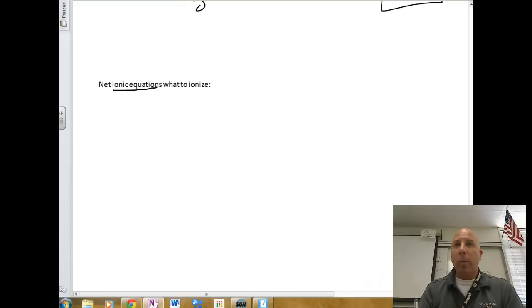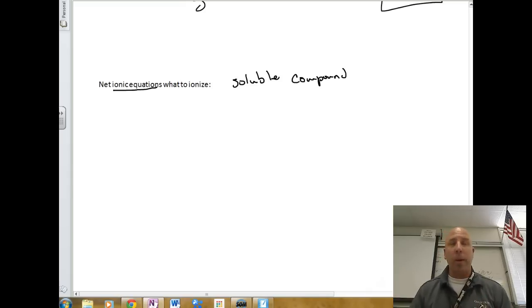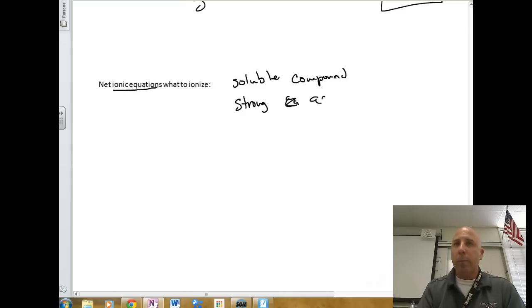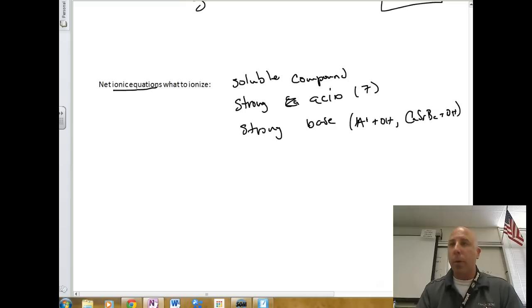So what do we ionize? Well, I always ionize, as we talked about before, soluble compounds, and we apply our solubility rules to those. So alkali metals, nitrates, ammonium, acetates are going to ionize. Remember, there was that exception with the acetates. We also like to ionize strong acidic solutions and strong basic solutions. We just talked about our 7 strong acids, and we just talked about our group 1A plus hydroxides, and our calcium, strontium, barium hydroxides as well. Those are our strongs. Okay, that's what we ionize.